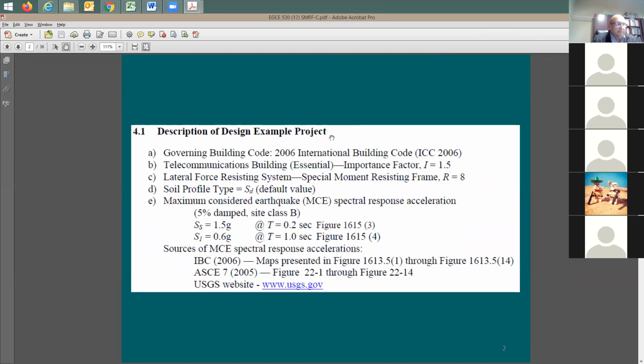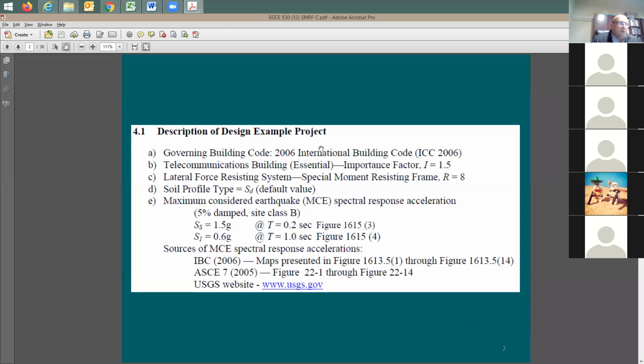In this example, it shows here the governing code. It says 2006. This is the solved problem that we're going to be using. So whether you have it as 2006 or as 2018, it's going to be the same, because what I care about is the amount of work you're going to be using.